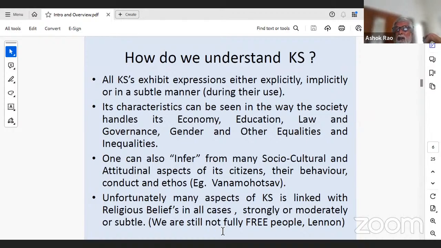And I want to quote John Lennon here. He said, "We are still not fully free people. Every time we talk, we behave somewhere, religious beliefs and religious attitudes seem to dominate our expressions in everything, even though it is not necessary."